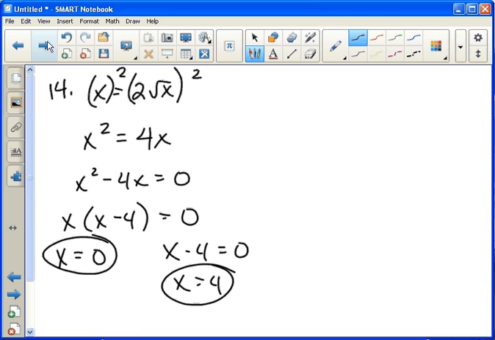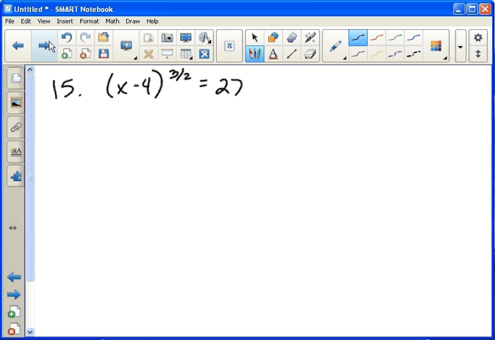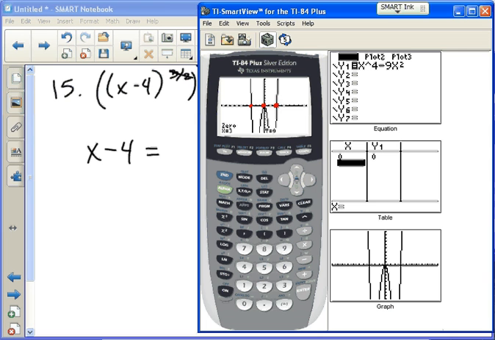Now here we have to get rid of the exponent 3/2. To get rid of an exponent, you raise it to an exponent that is its reciprocal. So I'm going to raise both sides here to the power of 2/3. So the 2/3 cancels out the 3/2, leaving x minus 4. And you can do in your calculator 27 raised to the 2/3. Here we go. It gets 9. Then we add 4 to both sides. We get x equals 13.